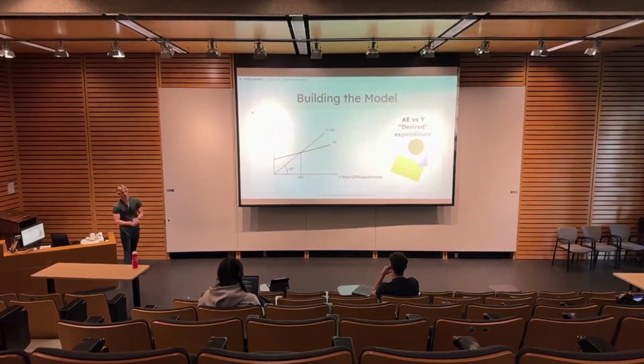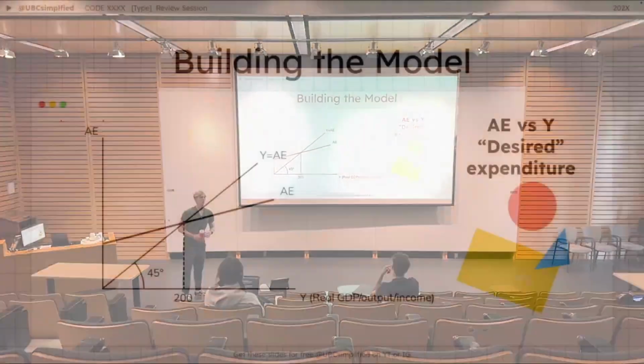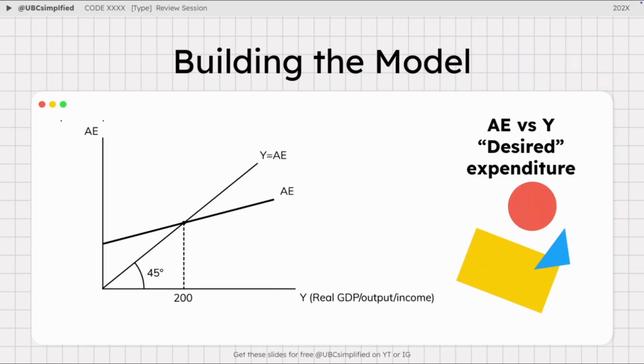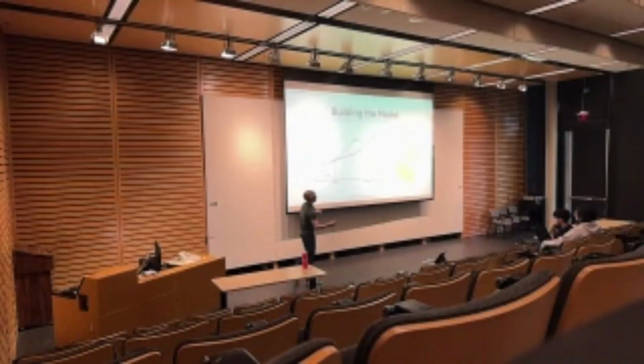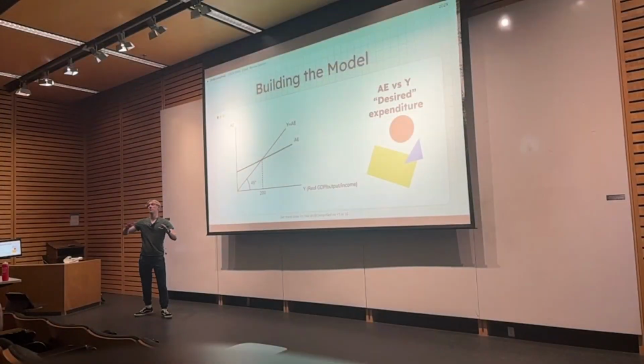Okay, so now we've talked about GDP. Now we're going to get into building up a model for measuring essentially macroeconomics. So we have this chart, this scary looking chart. Basically, this line, the 45-degree line, is just this imaginary line.